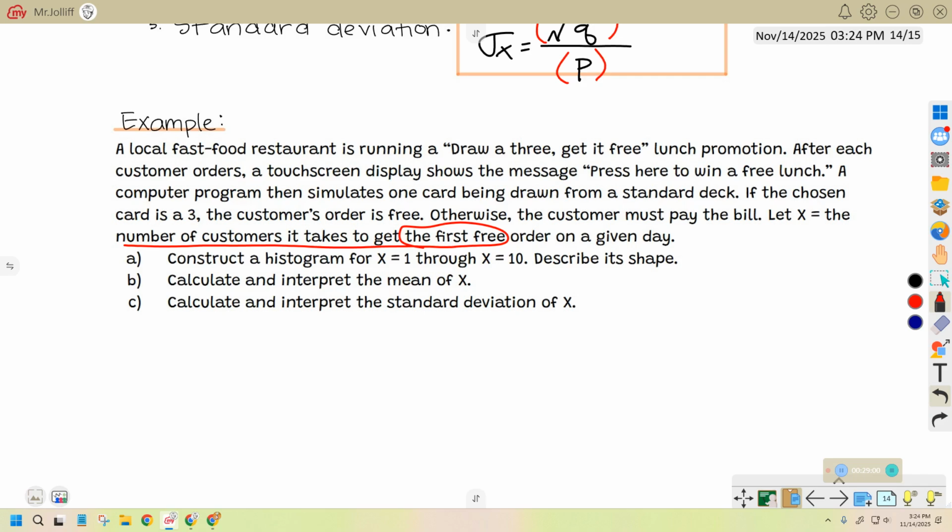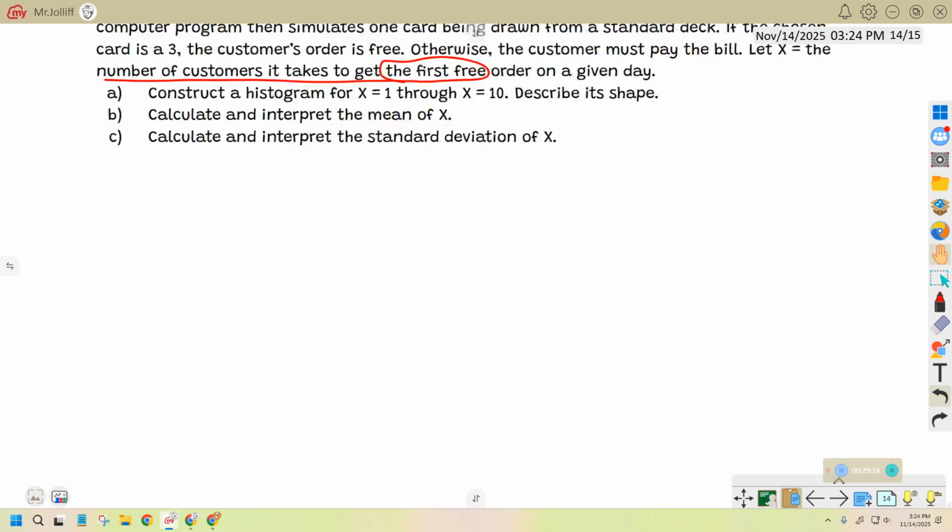Good, so this is asking us to do 3 things. We want to construct a histogram for x is 1 to x is 10, describe the shape, and then find the mean and standard deviation, interpret those values. We will start with the histogram.